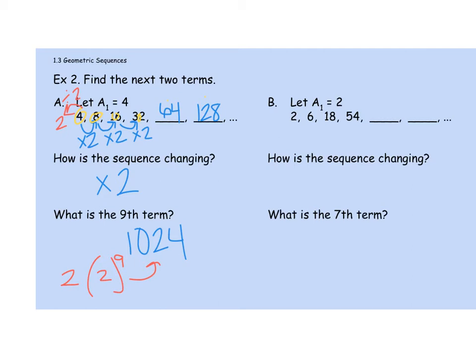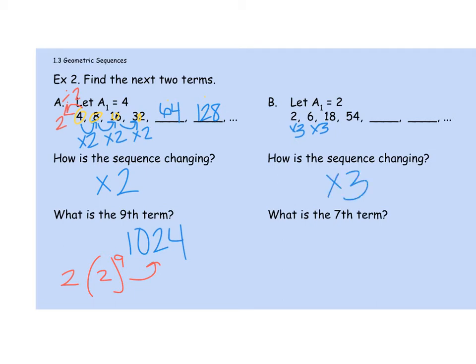6 divided by 2 is 3. Okay. 18 divided by 6, that's 3. Perfect. Okay, so that's the same thing. Like, it has to be the same. So I know that it's multiplying by 3. I can say multiplying by 3.